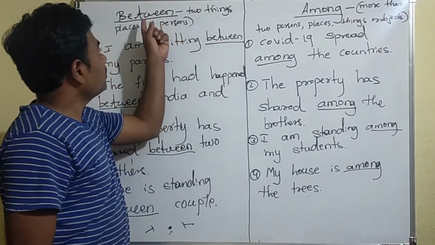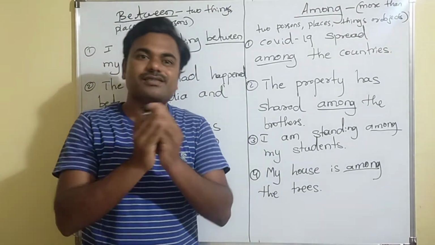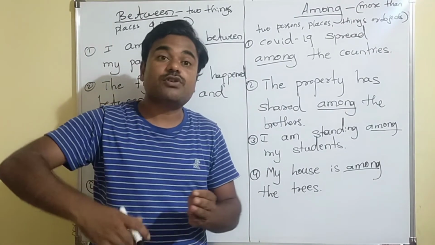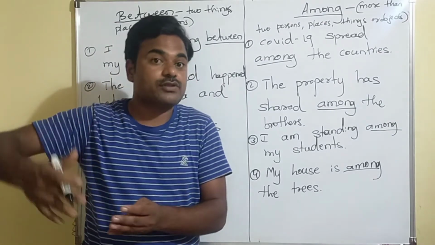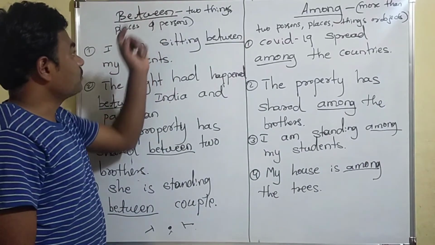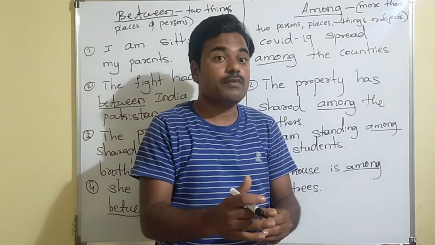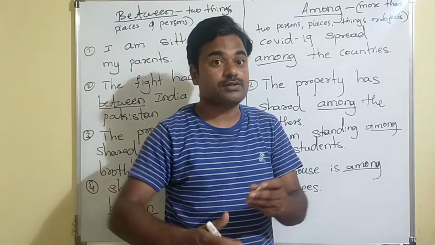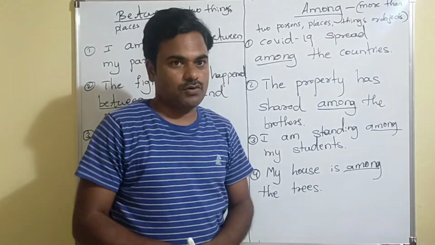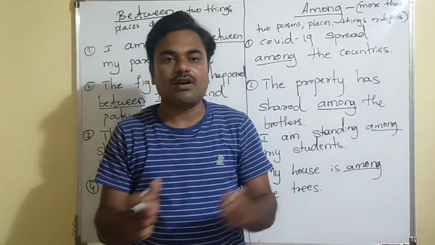So when we use between, there are only two persons, places, things, between two persons, places, things, objects. When we talk about the middle of two persons, places, things and objects, that time we use between. And when we talk about the middle of more than two persons, places, things, objects, that time we use among. So this is the difference between the words between and among.